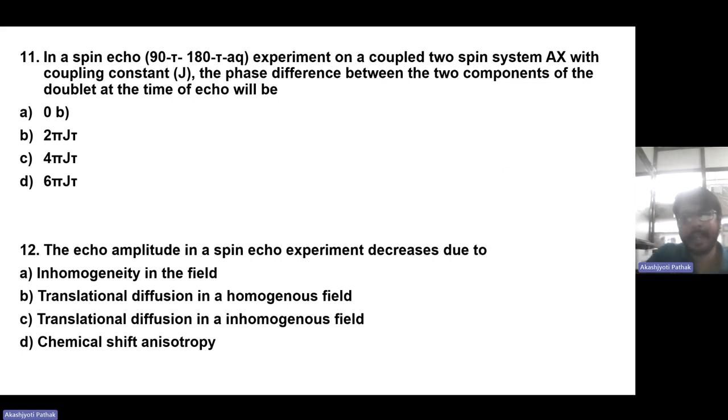The answer is option A. Now there are two more questions. In a spin echo experiment on a coupled two spin AX system with coupling constant J, so there is a two spin system AX and the coupling constant between these two spins is J, the phase difference between the two components of the doublet at the time of echo will be what?